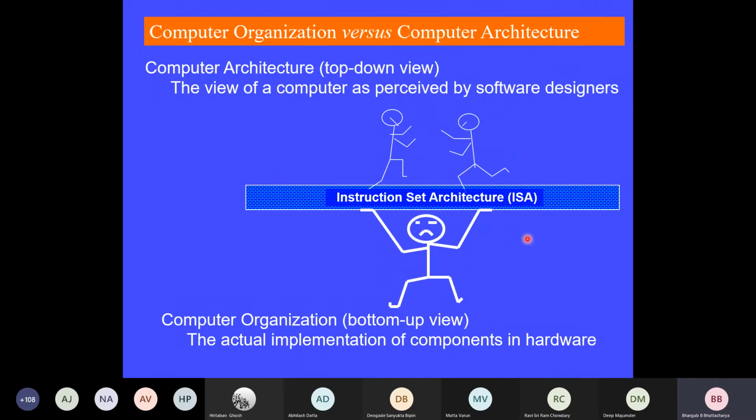In other words, it is the overall perspective of the machine in terms of the collective machine language, and how that machine language has been implemented inside the hardware is the concern of computer organization, the bottom-up view, the actual implementation of components in hardware. And needless to say, this instruction set architecture, which refers to a very fundamental and important layer, lies at the interface.